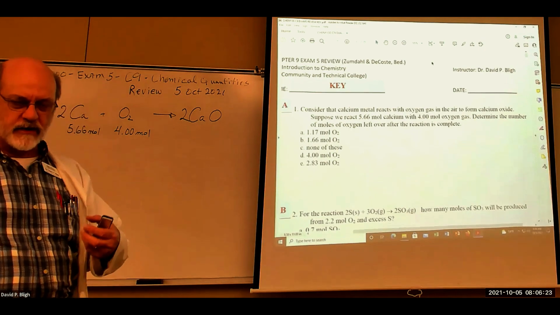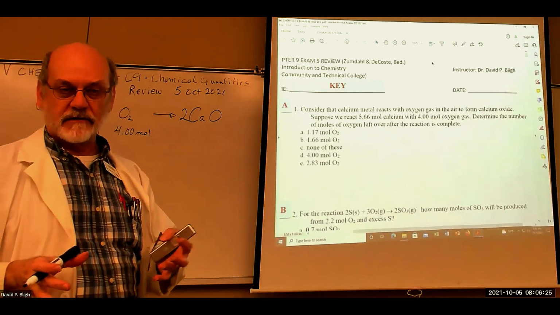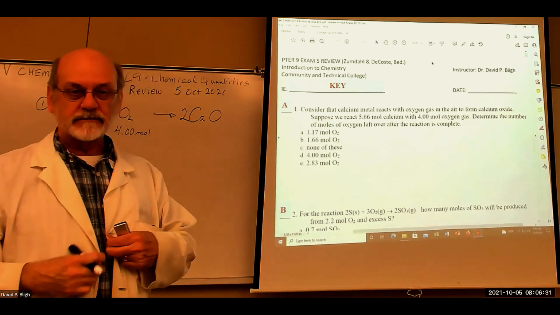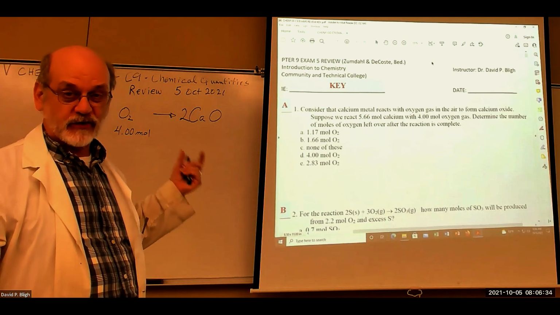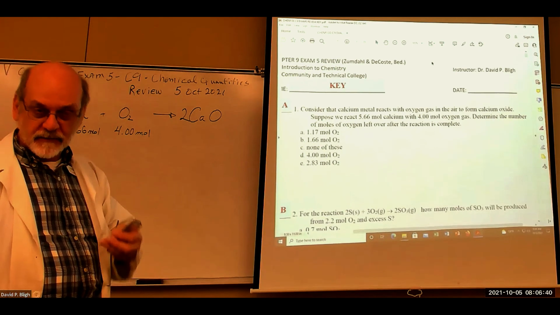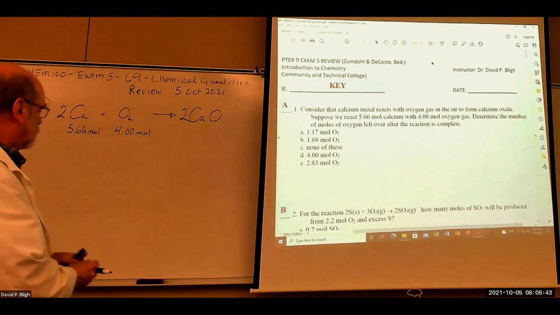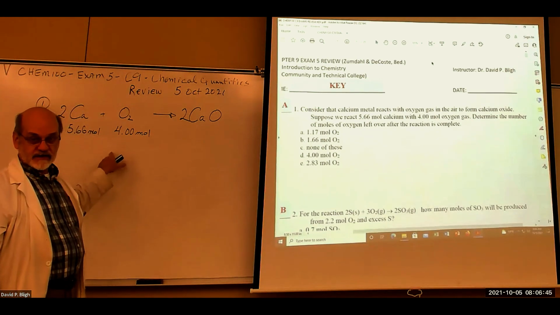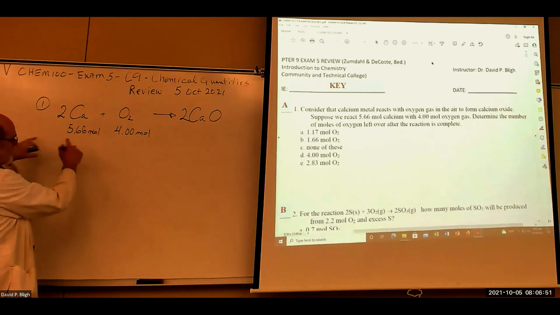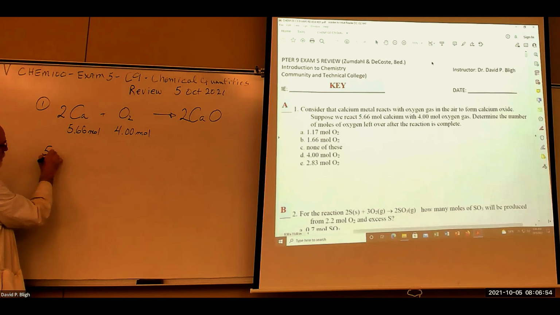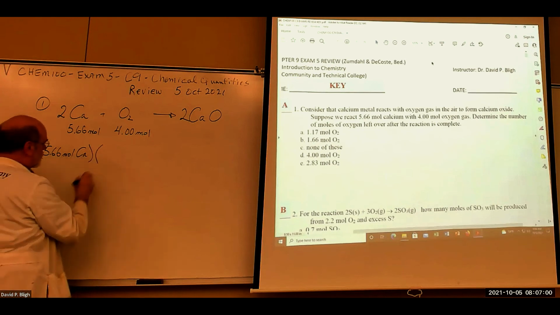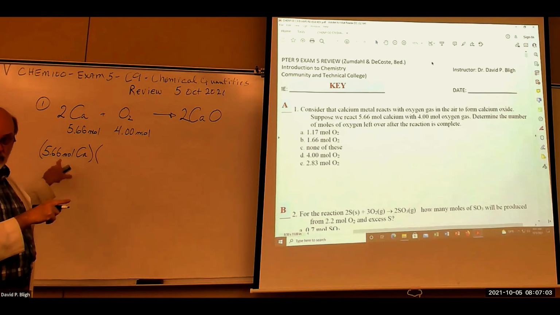Okay? Remember, whenever you're given exact amounts of reactants, you can assume that one of them is going to run out. It's very rare that you will have a stoichiometric mixture, especially in the real world, but even on test problems. So you've got to find out which one of these is limiting. Remember how we do that? We say, okay, we've got a conversion factor that we need to draw for this one. This many moles of calcium. How many moles of calcium oxide will that produce?